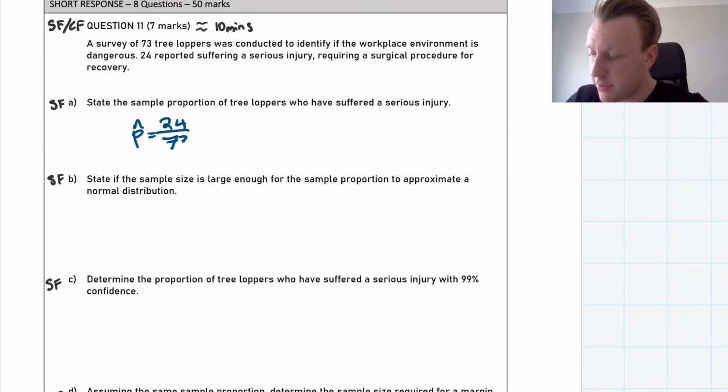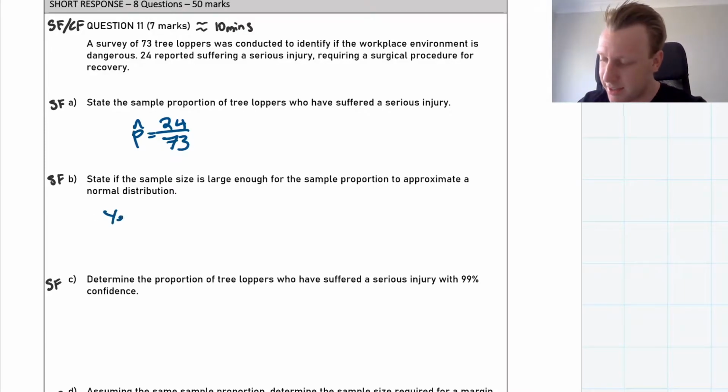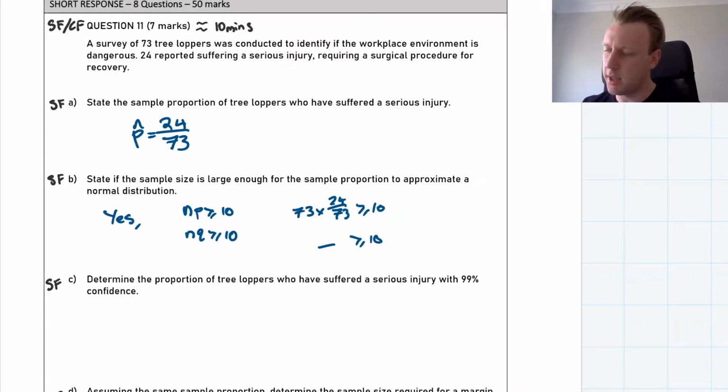24 out of 73. Okay, that was from our survey. 73 surveyed, 24 have had a severe injury. State if the sample size is large enough. Pretty much the answer here is yes, it is large enough. 73 is sufficient. However, you've got to do a little double check here. np has to be greater than 10 and nq has to be greater than 10. We can satisfy both of those because we've got 73 times 24 on 73, which is equal to 24, greater than 10. And then same for the other one, that's also greater than 10. So yes, that's one mark there.